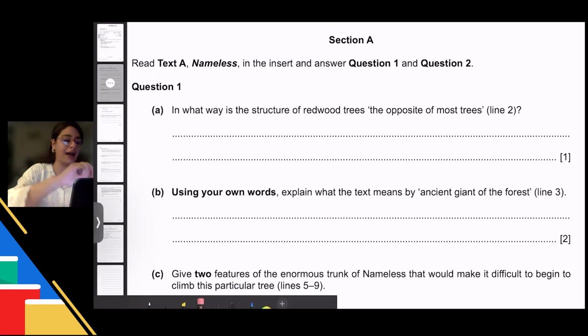For example, if you look at the first question in which it says, in what way is the structure of redwood trees the opposite of most trees? They've given you a line number. That's something that should help you. You should know exactly where to look. However, it says what. So all what questions are basically asking you to simply highlight an idea associated with this given question. You're not expected to rephrase. You're not expected to work on this in your own words. And since it's a 1-mark question, you won't be expected to write a lot either. So straightforward, lift off from the text, whatever information you think highlights the idea of how these trees may be opposite of most trees, you highlight that. So that's an explicit question.